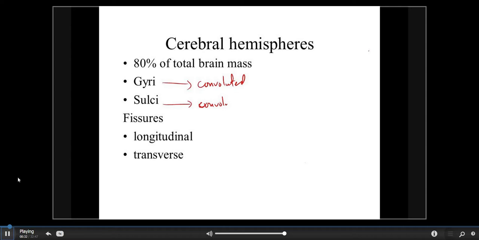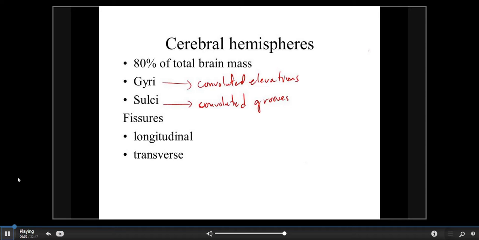Now, if they're elevated, you call them gyri. And if they are grooves, you call them sulci. They go hand in hand. You may recall in the cerebellum, you did see elevations. I did address those, but they call them folia, and they're more straight in appearance.